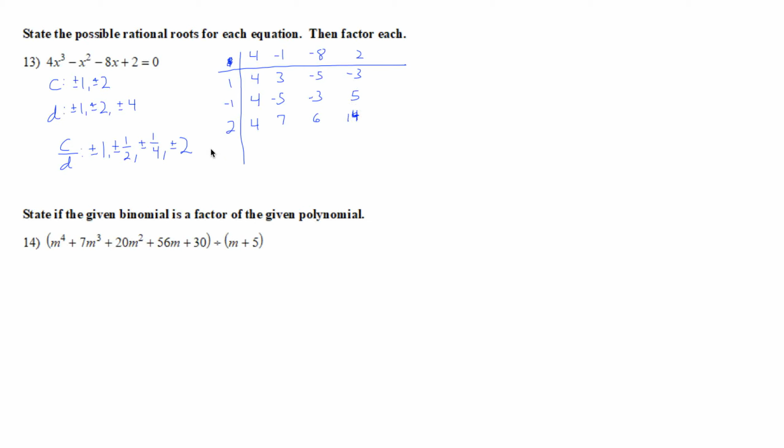And then still didn't work, so try -2. Bring down the 4. This is -8 minus 1 is -9. -2 times -9 is +18, plus -8 is 10. -2 times 10 is -20. Plus 2 is -18. So none of the integers work, so now we're going to have to deal with fractions.